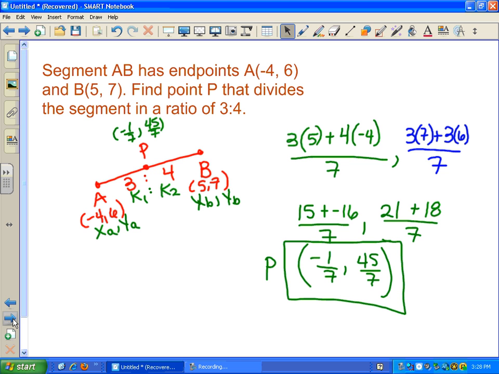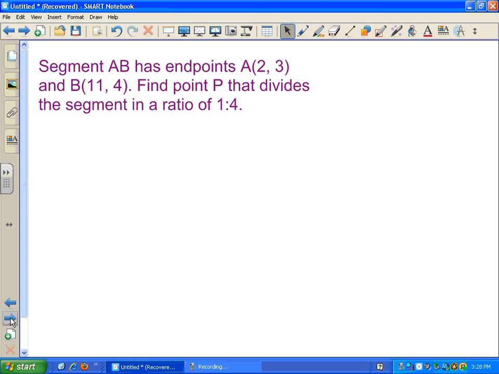All right, let's go ahead and try one more. Again, pause the video, and when you're done, come back and let's check to see how you did. Welcome back. Okay, so I'm going to start with my sketch. Here is A, which is at (2, 3). B is at (11, 4). And I need to find point P that divides it into the ratio of 1 to 4.